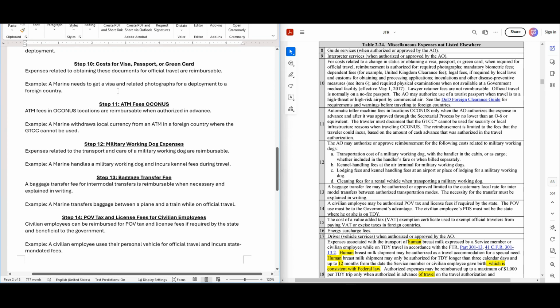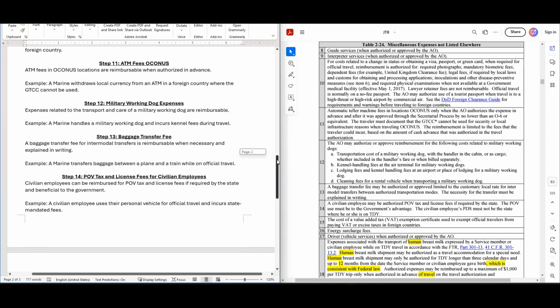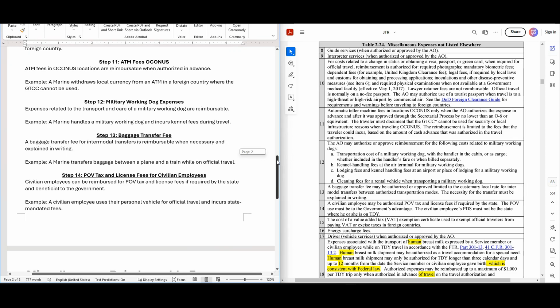Marines need to get a visa and related photographs for deployment to a foreign country. This also happens a lot when you're an attaché or an MSG, or even if you're trying to go to Japan. I know you need the no-fee passport, so that's where a lot of that can come in.